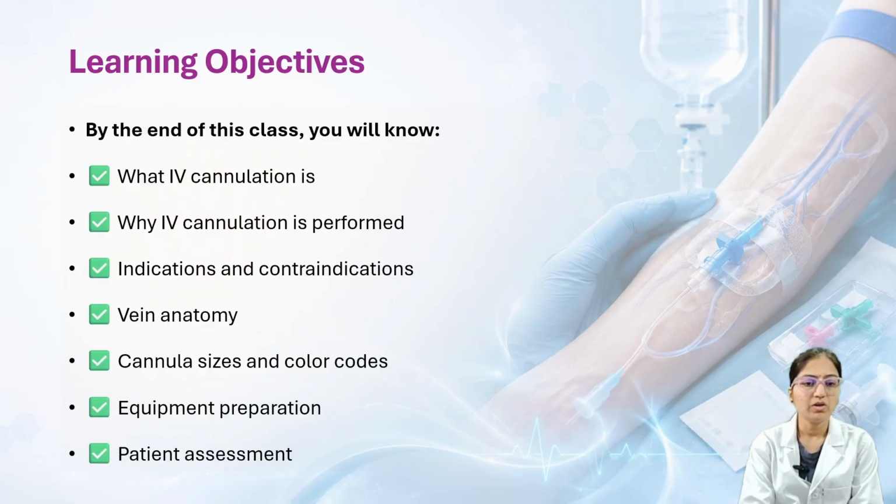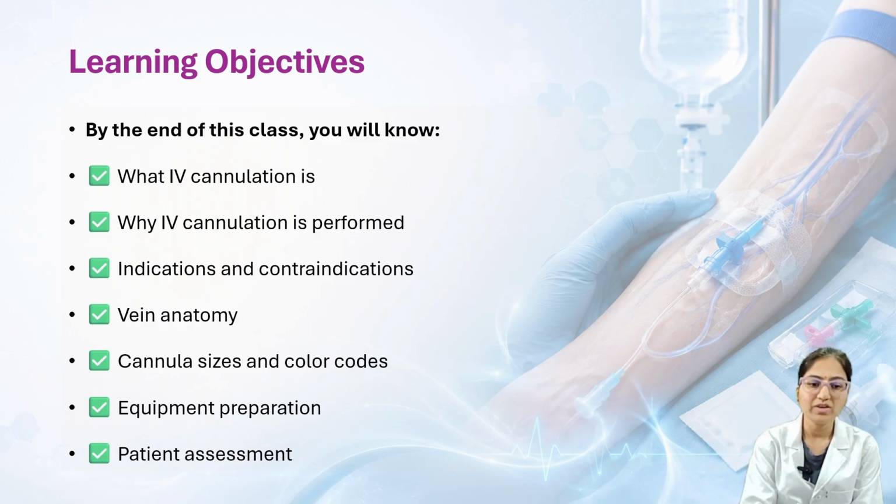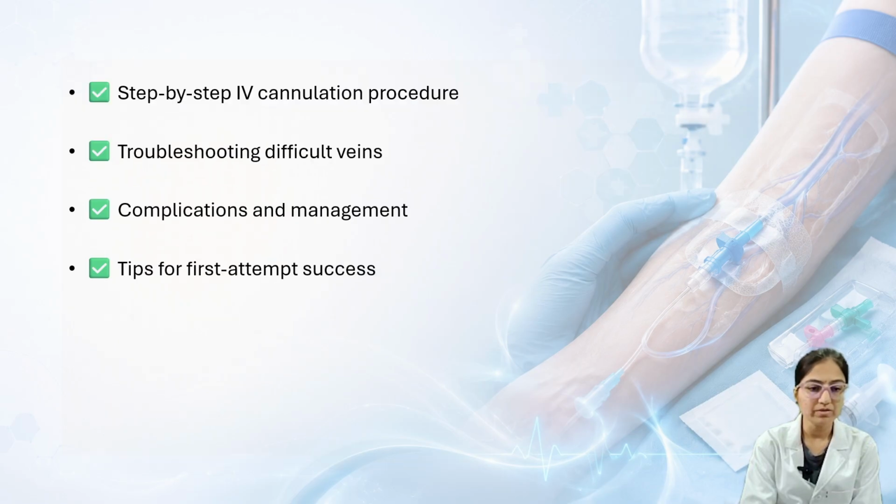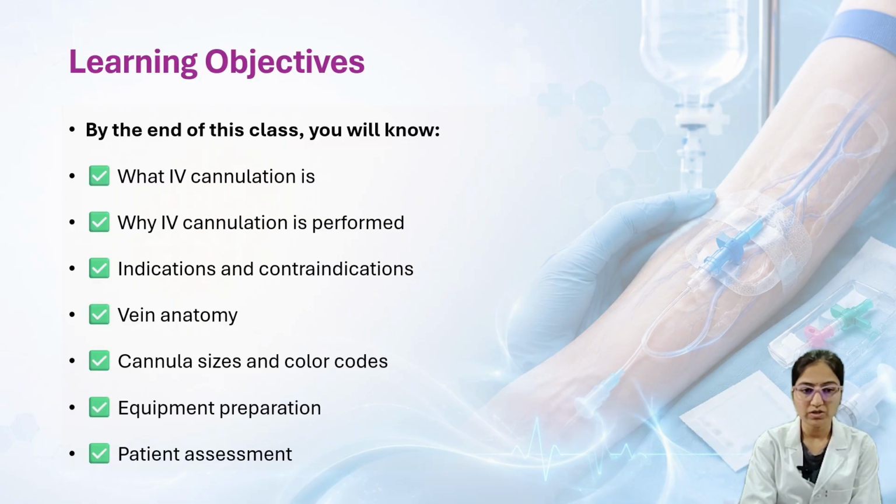We'll see here the learning objectives. By the end of this class, you will know what IV cannulation is, why IV cannulation is performed, indications and contraindications, vein anatomy, cannula size and color codes, equipment preparation, patient assessment, step-by-step IV cannulation procedure, troubleshooting difficult veins, complications and management, and then tips for first attempt success. These are all the learning objectives we are going to cover in this topic.